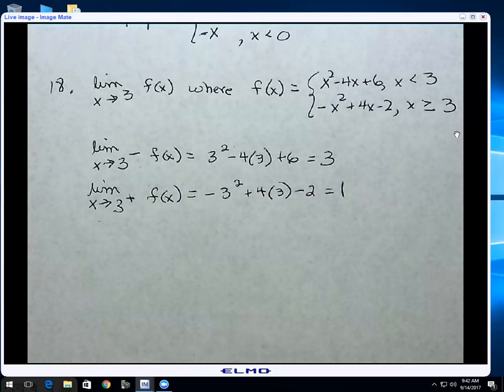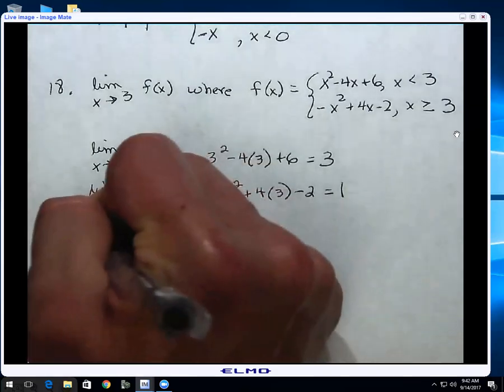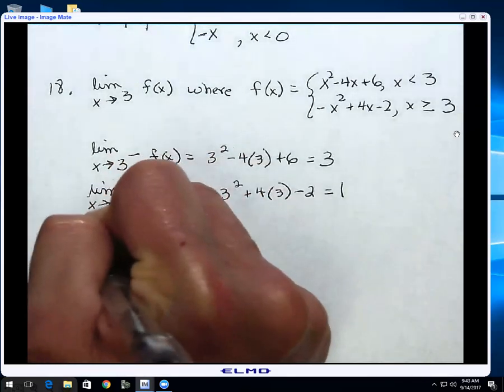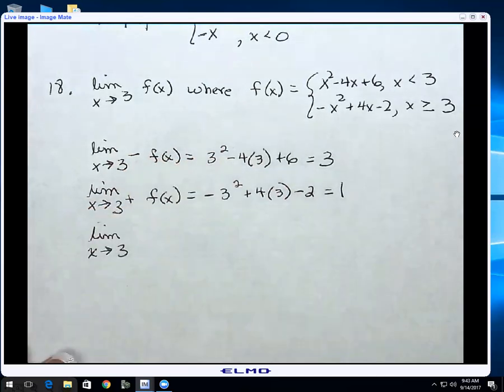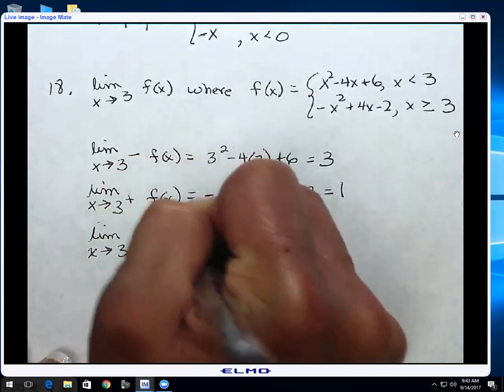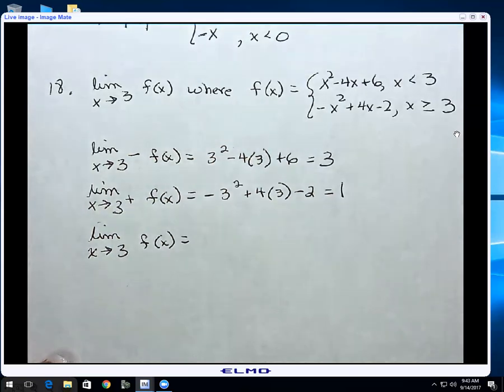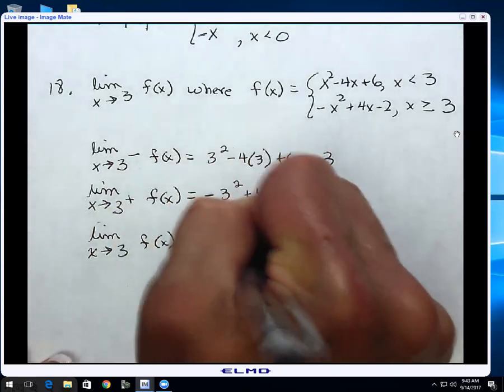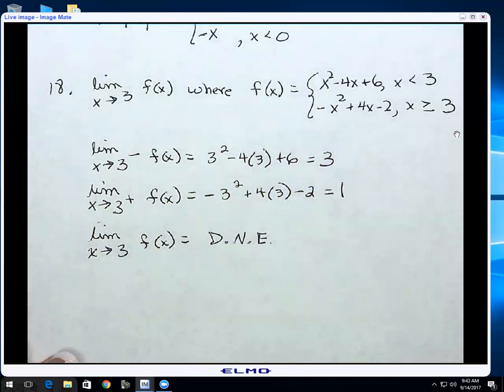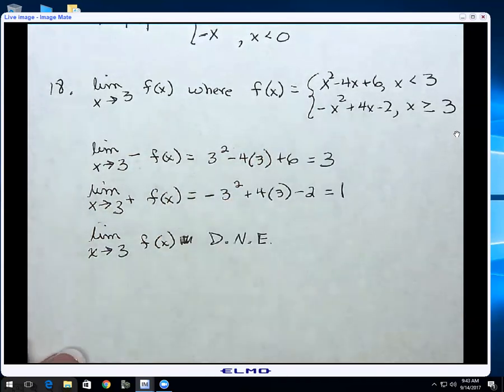If I ask you for the left-hand limit, it's what? 3. If I ask you for the right-hand limit, it's 1. If I ask you for the two-sided limit, it does not exist. So it just all depends on what the question is. You have to look carefully to see whether you're being asked for the left-hand limit, right-hand limit, or two-sided limit. It doesn't really make sense to say equals does not exist, but it does not exist. Equals and not exist, that's not okay.